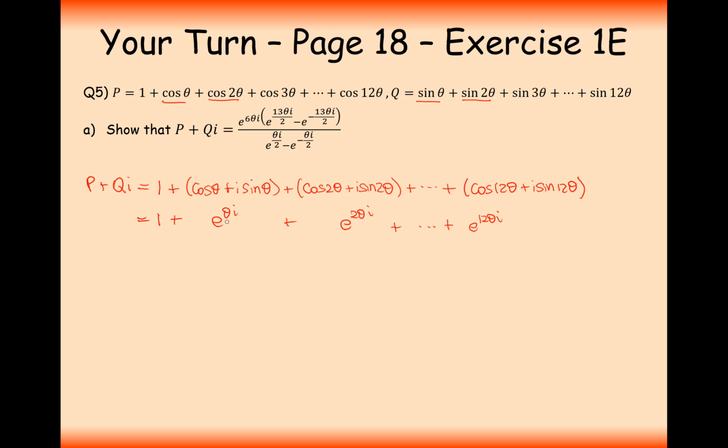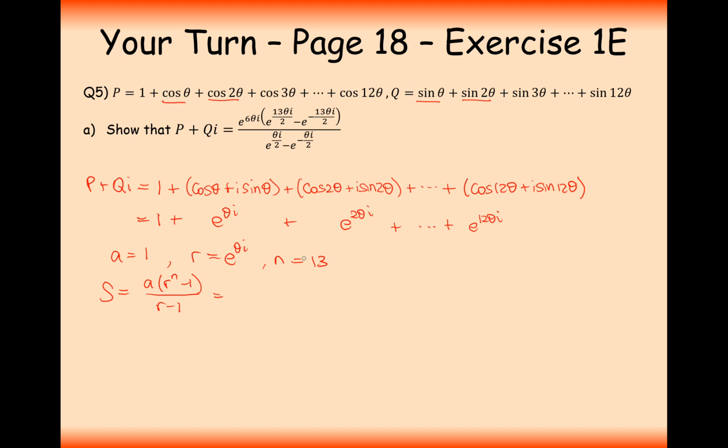So what we now need to notice, difficult part number 1, is that this is a geometric series summation. In the formula, a is represented by the first term, which is 1, r is the common ratio between the terms we are summating, which is e to the theta i, and n is the number of terms we're adding together. So there would be 13 terms in this sequence, because we start with a 1, and then the second term is e to the theta i, the third term is e to the 2 theta i, the fourth term is e to the 3 theta i, so the 13th term will be e to the 12 theta i.